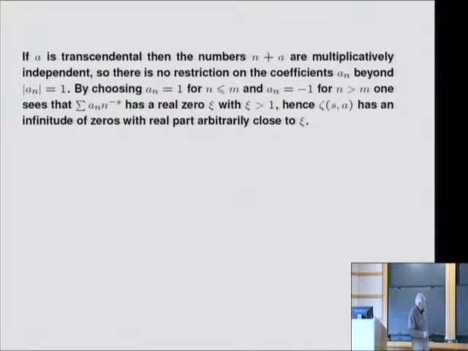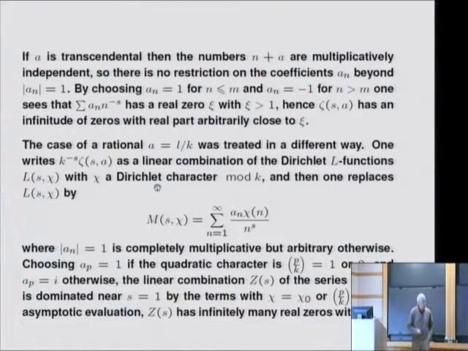Okay, next. Now, if a is rational, this is more delicate, and they treated it by expressing the function as follows. You write a equal l over k, multiply by k to the minus s, then you have an honest Dirichlet series over a progression. You analyze the progression with Dirichlet characters mod k, so you end up studying a linear combination of functions L(s, chi).